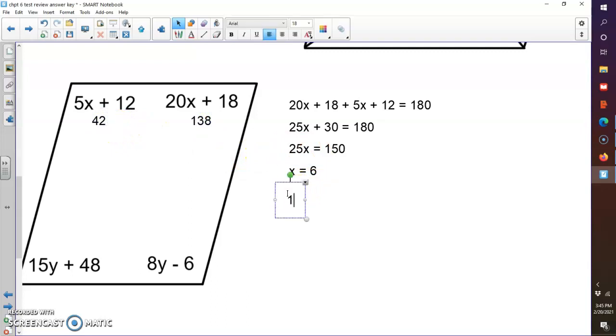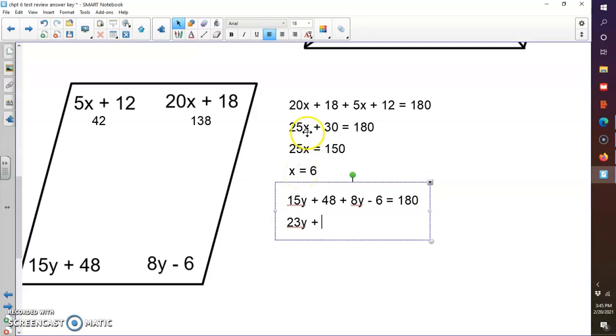Let's do the same thing for y. 15y plus 48 plus 8y minus 6 equals 180. Well, 23y plus 42 equals 180. When I subtract 42 on both sides, I end up with 138, and my y equals 6. I plug that in.